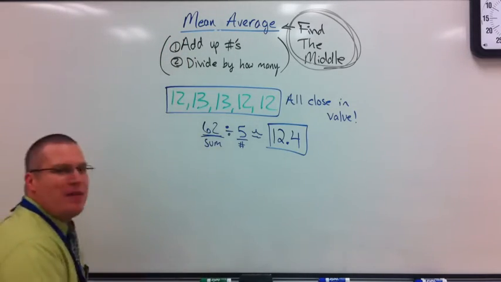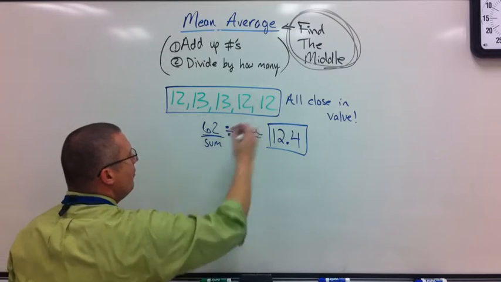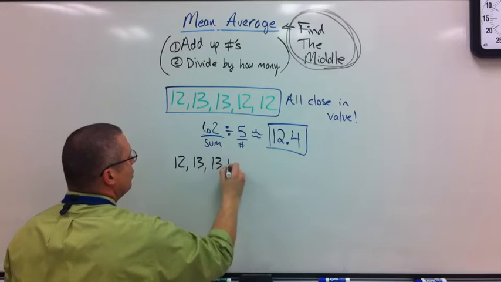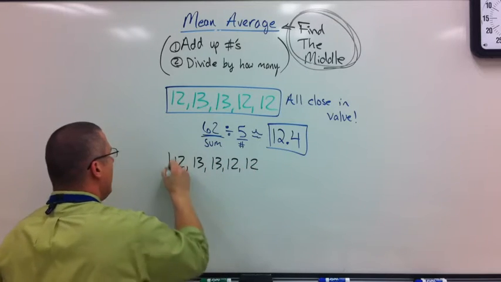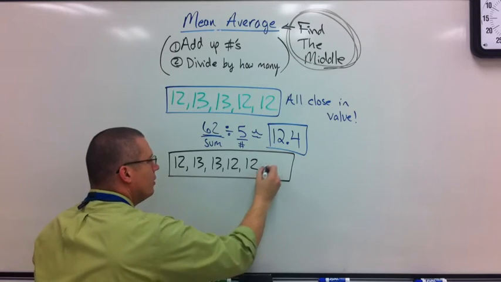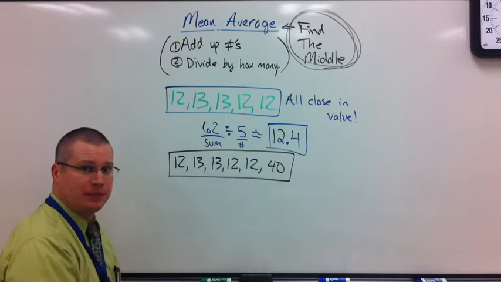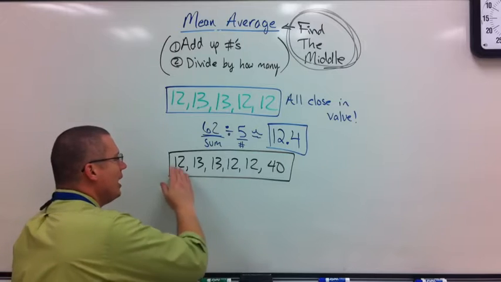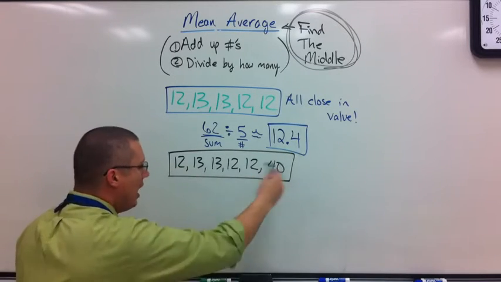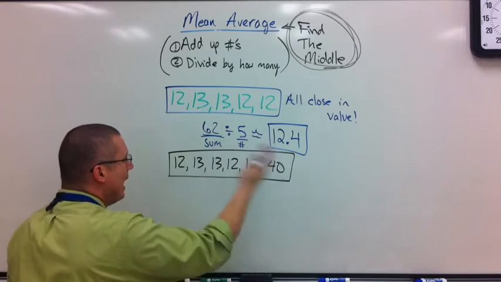Let's take a look at when the mean doesn't work. I'm going to use the same 5 kids: 12, 13, 13, 12, 12. And I'm going to include one more kid. Me. 40. So, here's 6 kids. 12, 13, etc., and 40. Again, I would use my calculator.